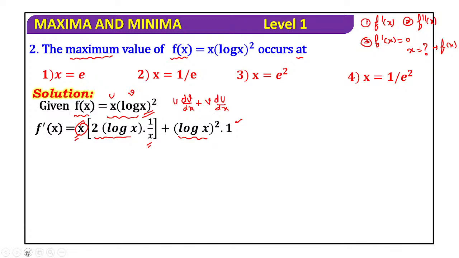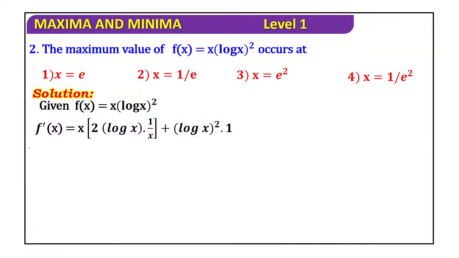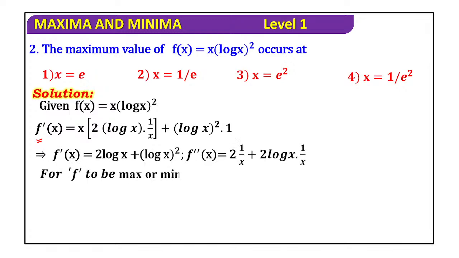So now from this you can just see you got f dash of x. Quickly differentiate it one more time, that is f double dash of x. Once you go for f double dash of x, it will be 2 times 1 by x, and again you have to differentiate log x whole square, so that will be 2 times log x into 1 by x. In the same way, you calculate f dash of x equal to 0.